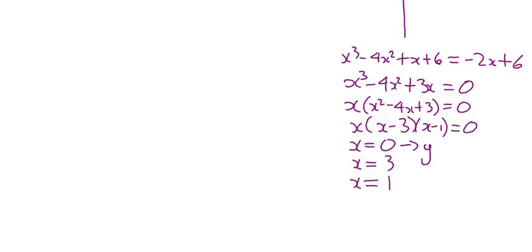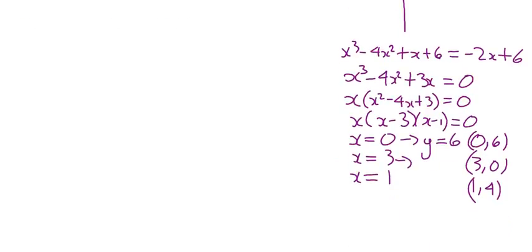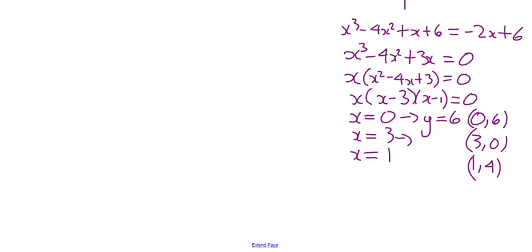When x is 0, y is equal to. So if they intersect, just go into this guy, right? It's going to be easier to work out the y values from the negative 2x plus 6. I mean, they're equal, but why not stick it in there? So 0, 6. So we've got the point 0, 6. When x is 3, it'll be 3, 0. And when x is 1, it'll be 1, 4. Okay, so we've got 0, 6, 3, 0, and 1, 4.